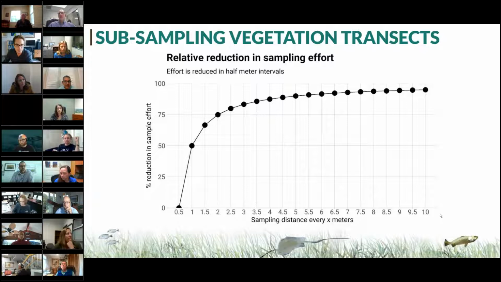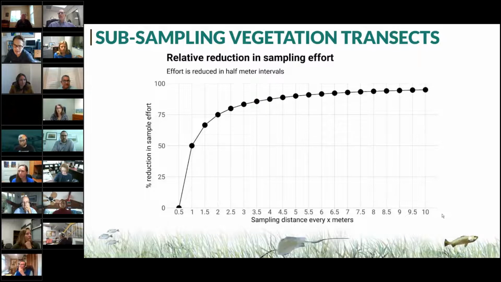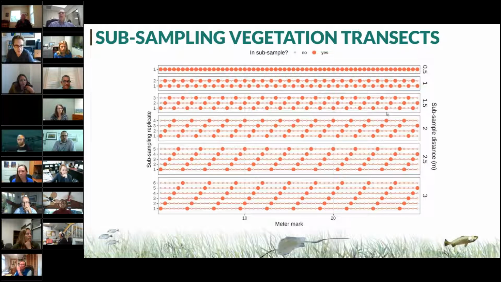Obviously, as far as 10 meter sampling, that's an unrealistic reduction in effort. That's a huge sacrifice of information, but I just wanted to see what the trend is in the metrics we get going all the way out to that high end of reduction of effort. And so this is the percent reduction in effort. So going from half a meter to 1 meter is a 50% reduction, and so on. So all I did was a desktop analysis.